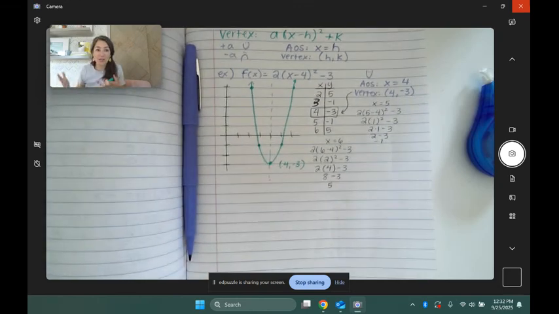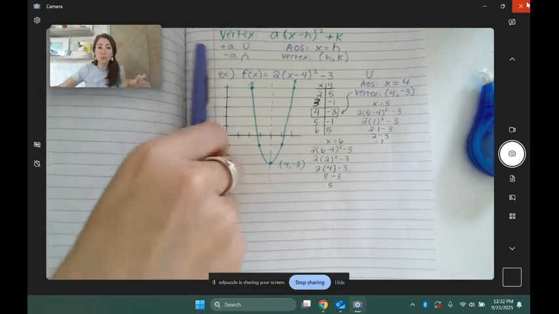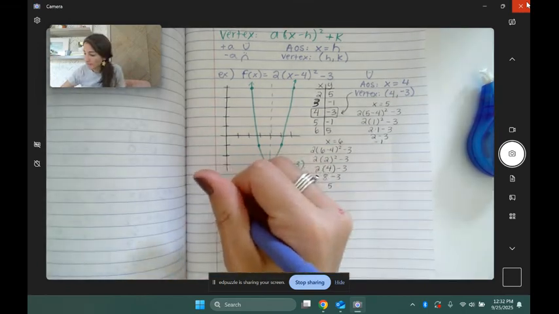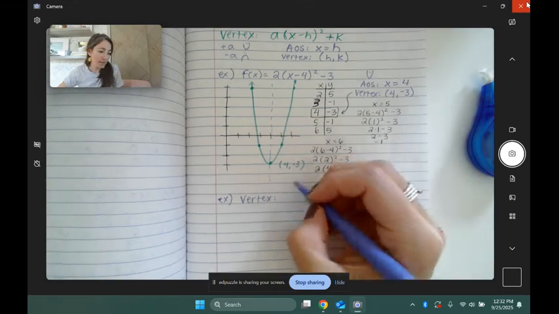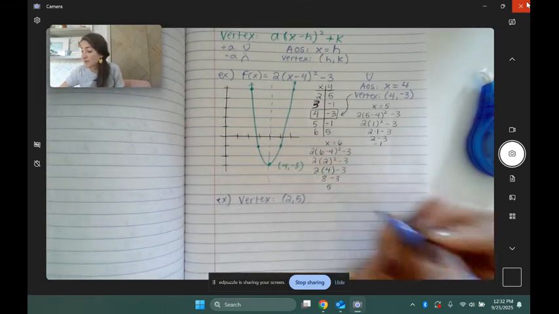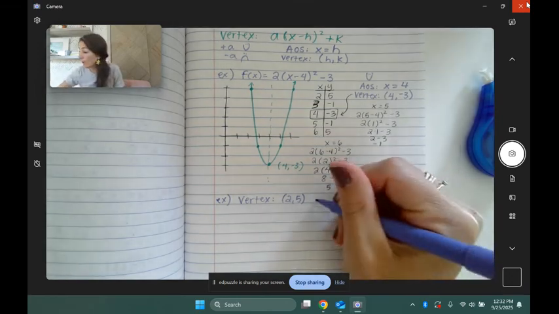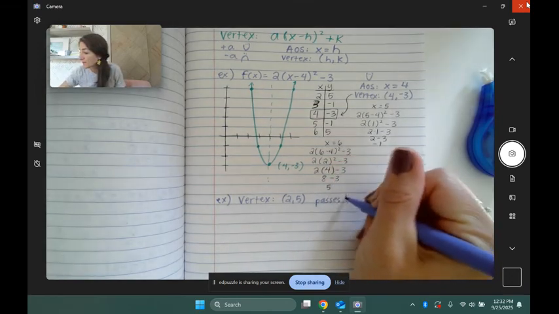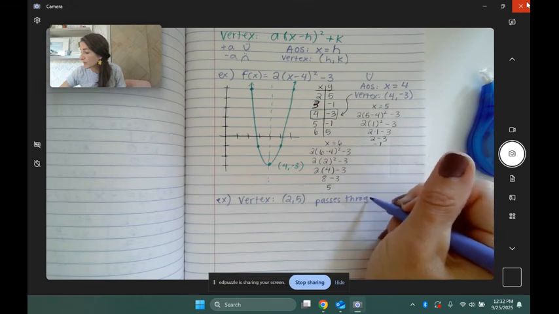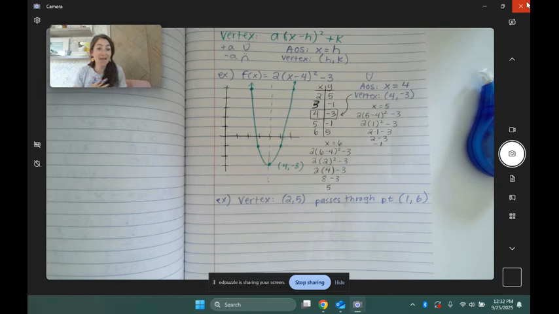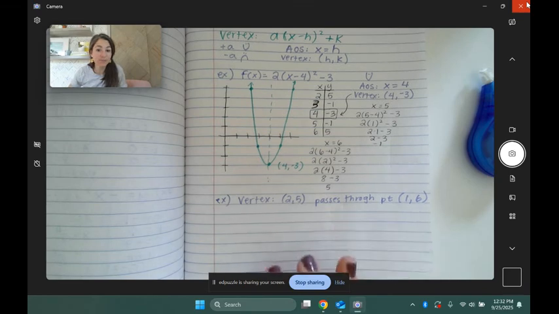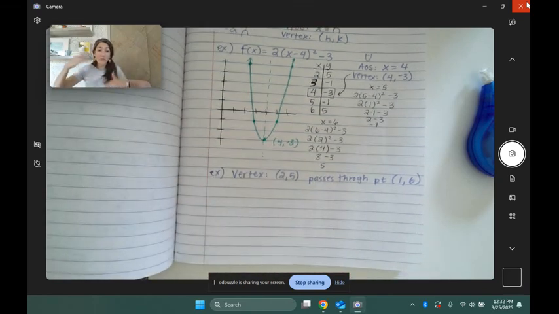Now, to add some challenging questions on here. Let's say I gave you two things about my parabola. Let's say I said the vertex is at point (2, 5), and the parabola passes through point (1, 6). And I said, write an equation that makes this true. So I'm kind of going in reverse.